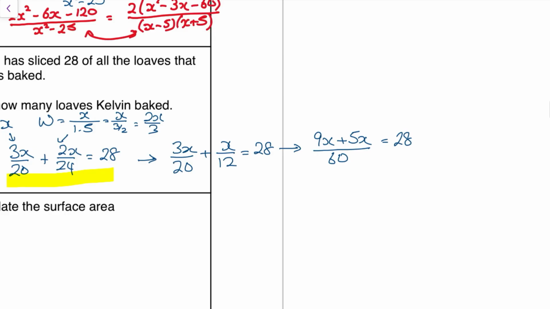I have no idea if this is going to be a nice number. It must be, mustn't it? Because I must have a whole number of loaves. 9x plus 5x is going to give me 14x. Okay, good, over 60 is equal to 28. Now, why did I say good? Do it in red so you can see the difference.